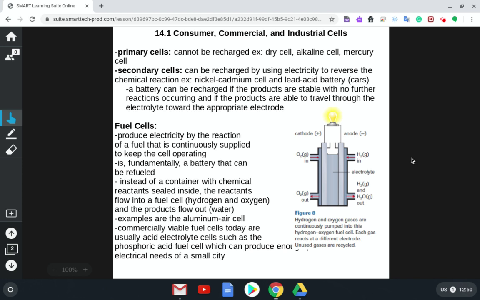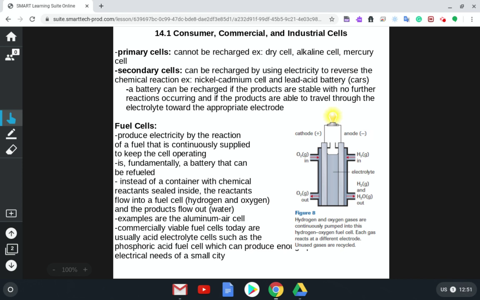A fuel cell is a special type of cell. It produces electricity by the reaction of a fuel that's continuously supplied to keep the cell operating. The example here would be hydrogen and oxygen gases as the fuel going into the fuel cell, and as long as they continue going in and out, it will give off the charge and light up whatever you want to light up. So it's basically a battery that can refuel, and instead of charging it, it just uses fuel to drive the reaction and transfer those electrons.